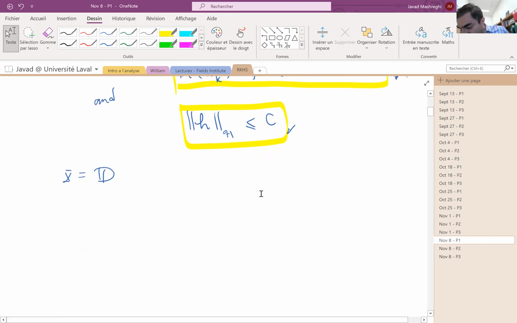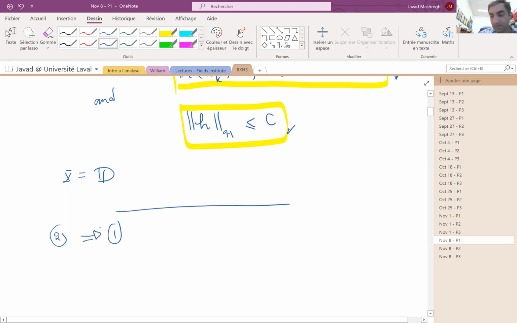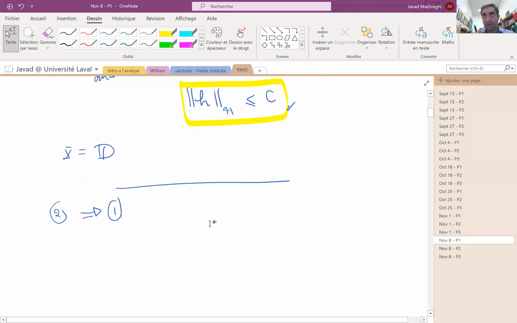We did 1 implies 3, 3 implies 2, and now it remains just 2 implies 1. In other words, why this implies there is a function which is in the space. And here is the point: instead of sequences, we use nets for our limiting process. The assumption says that for any finite set F, there is a function h, which I will denote by h_F, such that interpolation is possible and the norm is controlled by C.